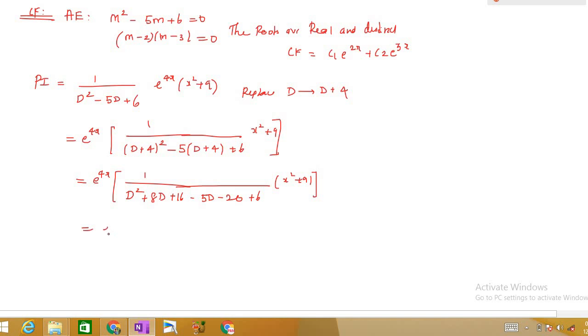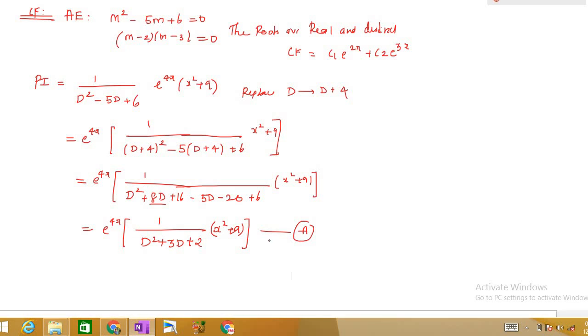If I simplify this, we will have e power 4x times 1 by d square, then 8d minus 5d is 3d, and 16 plus 6 is 22, 22 minus 20 is plus 2, of x square plus 9. We will mark this equation as A. Now we will find the particular integral under this case.